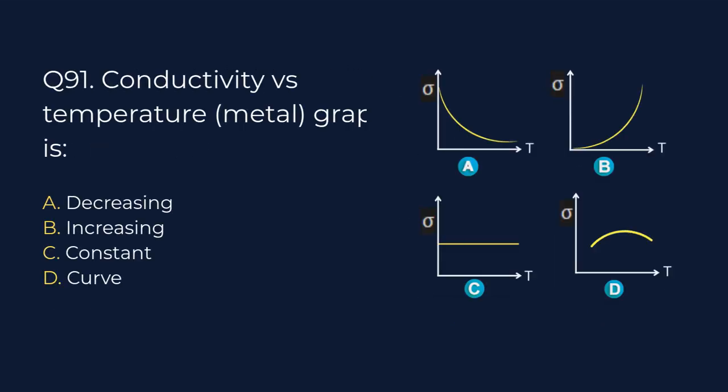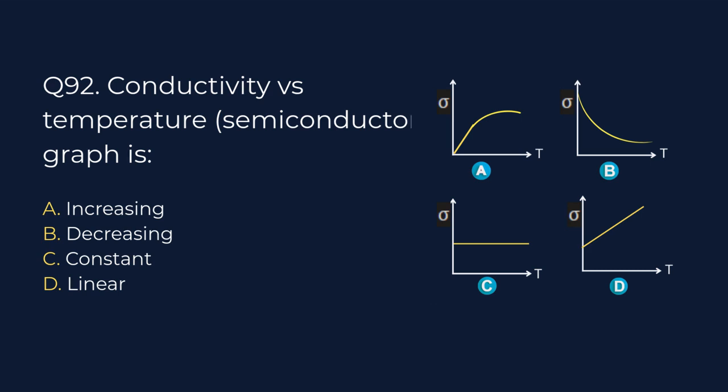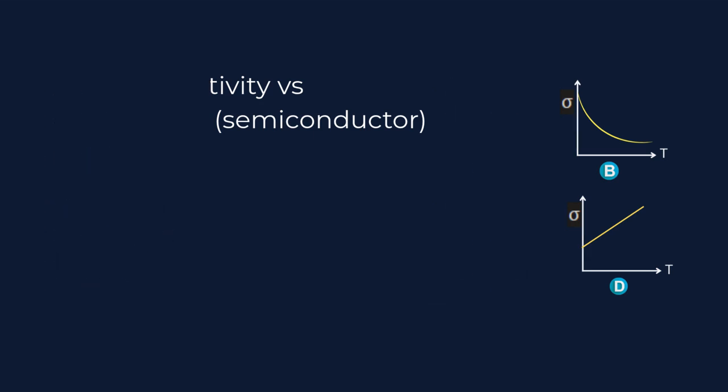curve. Question 91. Conductivity versus temperature. In case of metals, the graph is option A decreasing, option B increasing, option C constant, option D curve. Question 92. Conductivity versus temperature. In case of semiconductor, the graph is option A increasing, option B decreasing, option C constant, option D linear.